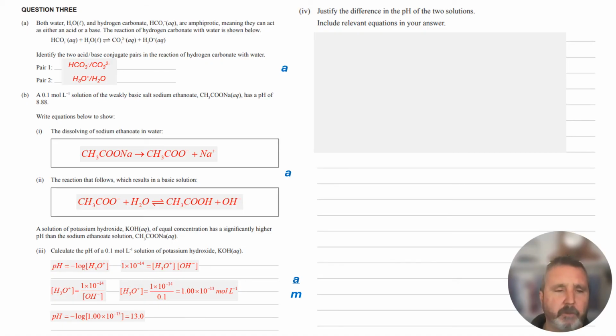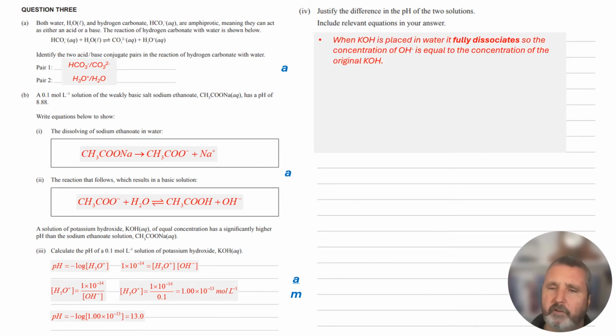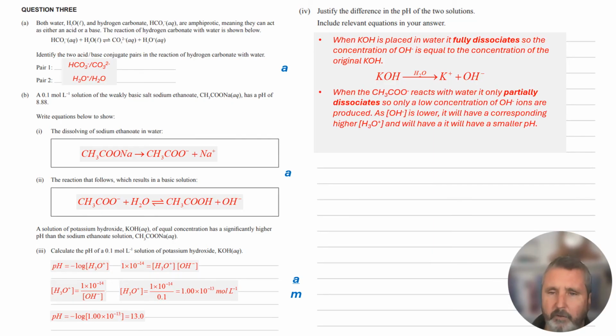Why is there a difference in pH between the 2 solutions? Well, okay, it's pretty straightforward, really. So this is what we said before. Potassium hydroxide is placed in water, it fully dissociates. That means it breaks apart into potassium ions and hydroxide ions. Whatever the concentration of potassium hydroxide is, that's the concentration of OH minus. So therefore, it's going to have a high pH. And in this case, it had a pH of 13, right?